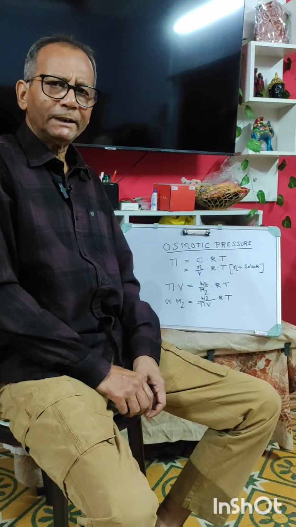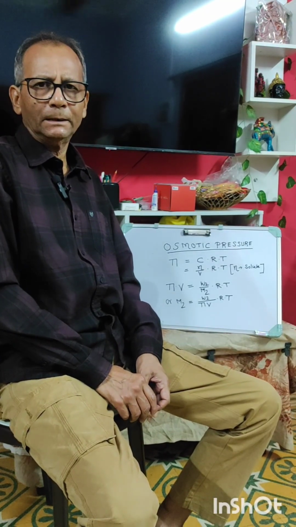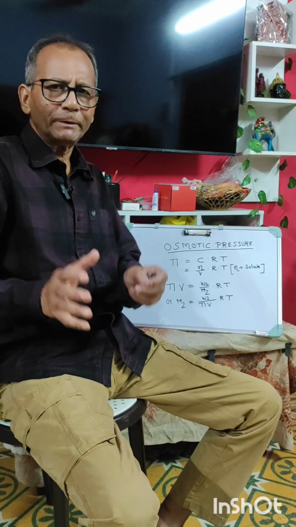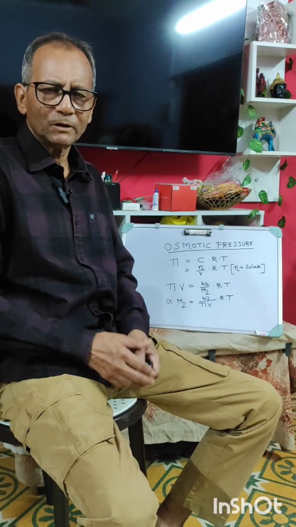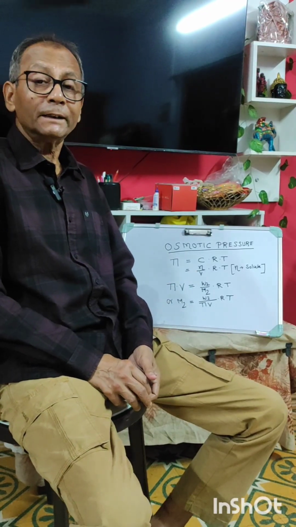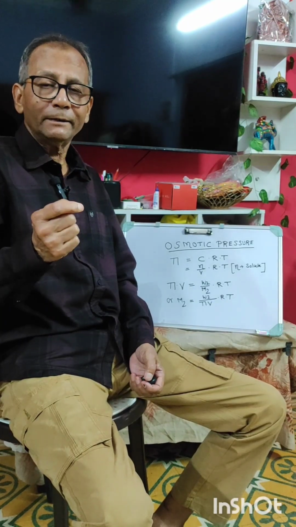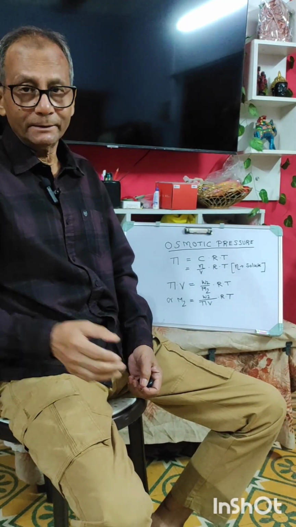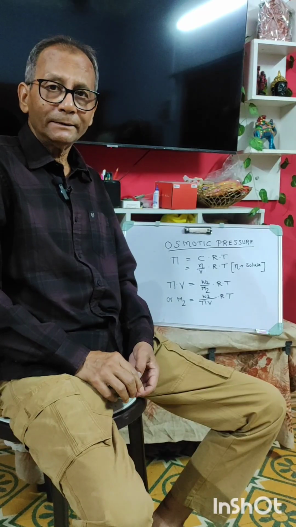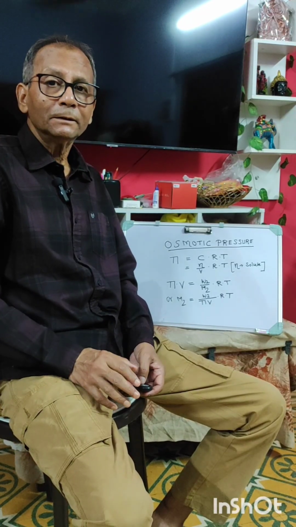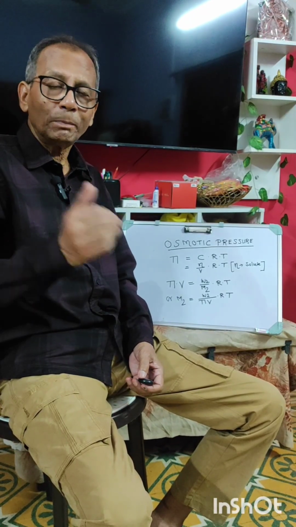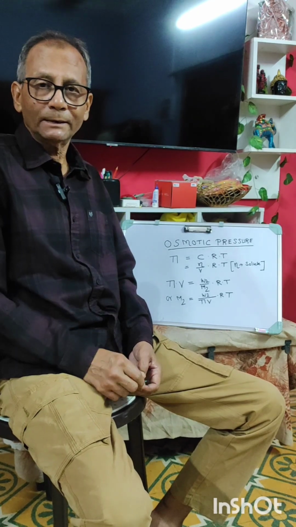Another colligative property is osmotic pressure. To understand osmotic pressure, let us explain what it is. For this, we have to understand a certain type of membrane called a semi-permeable membrane. This type of membrane usually allows the liquid portion to pass through it, but not the solute.